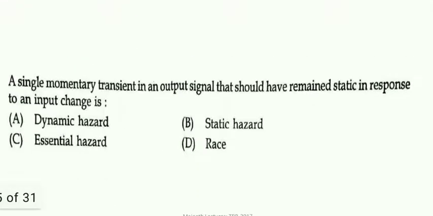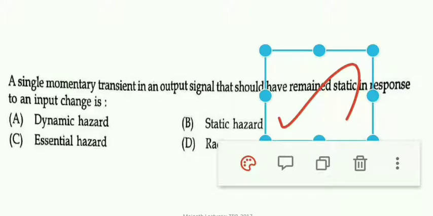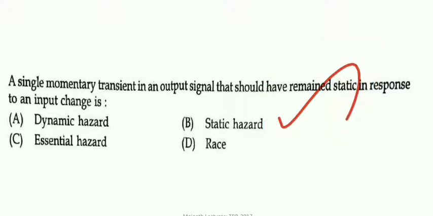Next one, a single momentary transient in an output signal that should have remained static in response to an input change. So this is nothing but static hazard. Why is it static hazard? A static hazard is defined as when one input variable changes, the output changes momentarily, but it should not have changed. That means whenever we change the input, the output also changes immediately, but it should not. That condition is called static hazard.